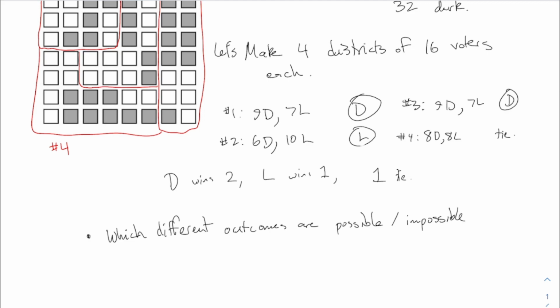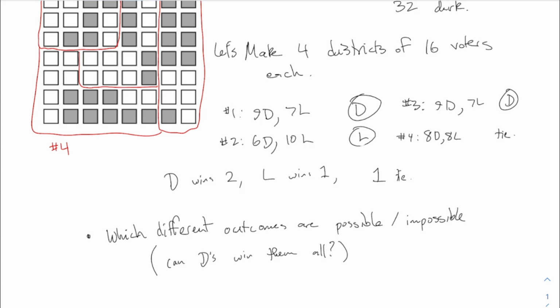For example, in this particular example, is it possible to draw the lines so that the D's win 3 and the lights win only 1? Is it possible to draw the line so that the D's win all of them? These are questions that we're going to be answering. Which different outcomes are possible or impossible? Here, as a specific question, can the D's win them all?